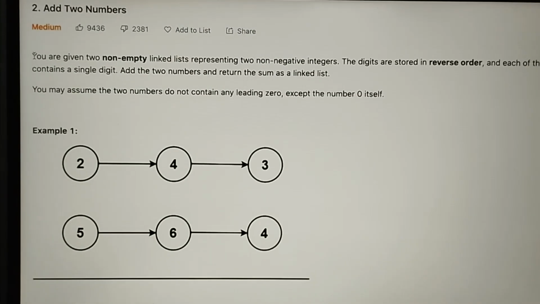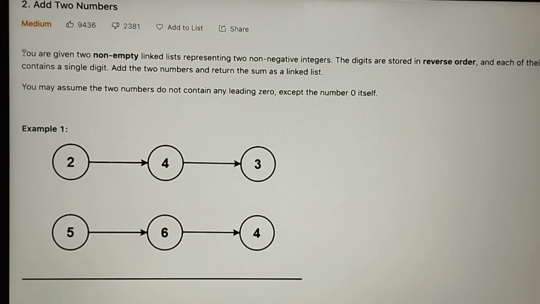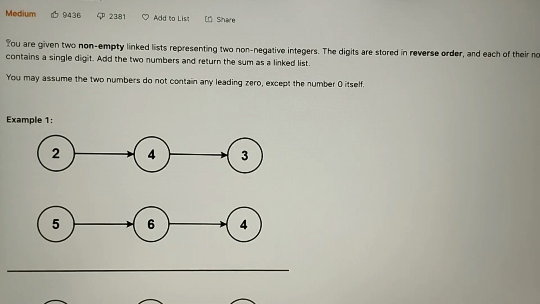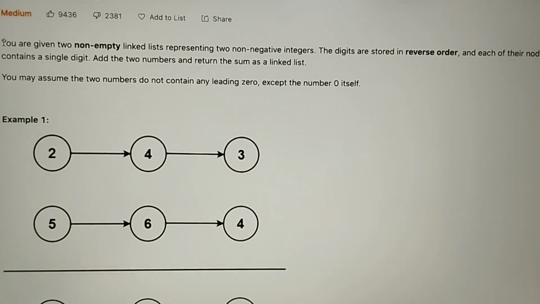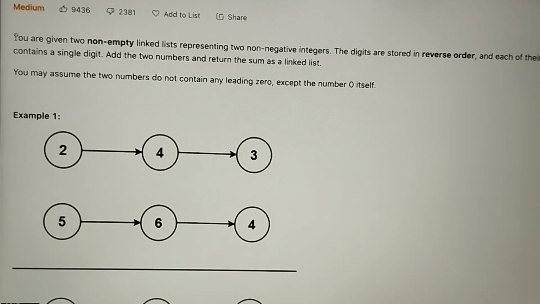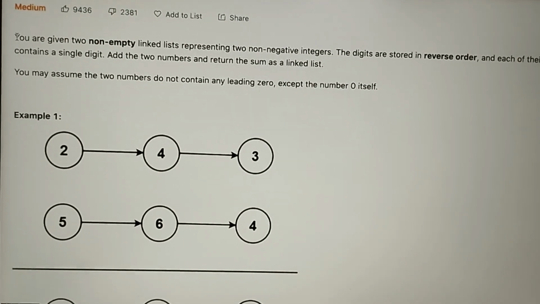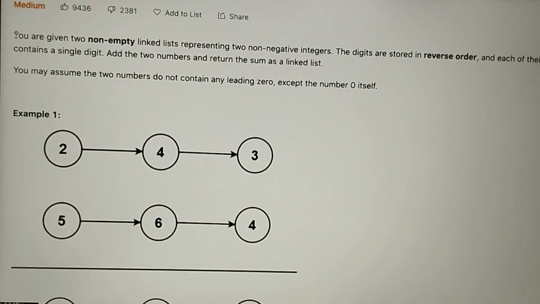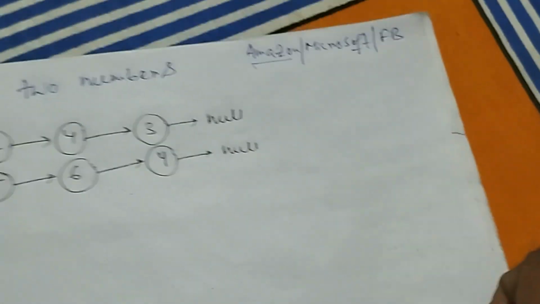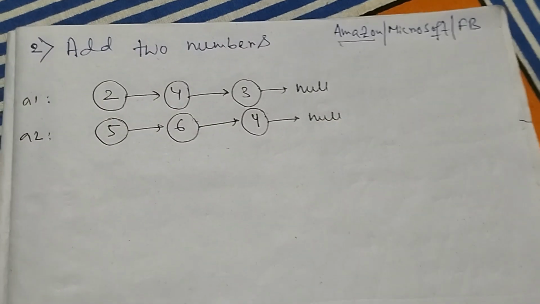Add two numbers. You are given two non-empty linked lists representing two non-negative integers. The digits are stored in reverse order, and each of their nodes contains a single digit. Add the two numbers and return the sum as a linked list. You may assume the two numbers do not contain any leading zero. Let us understand it in a better way with an example.